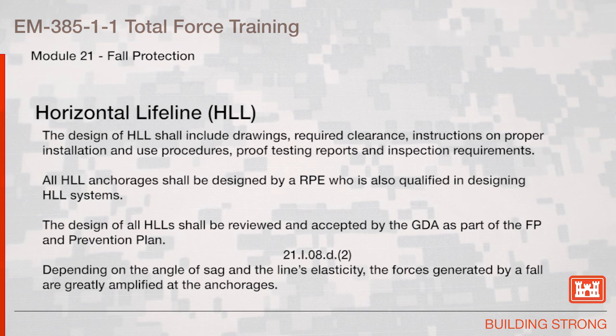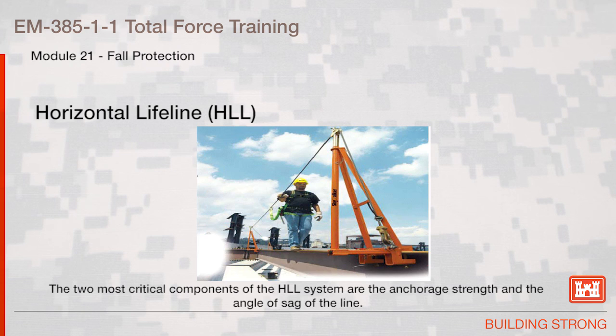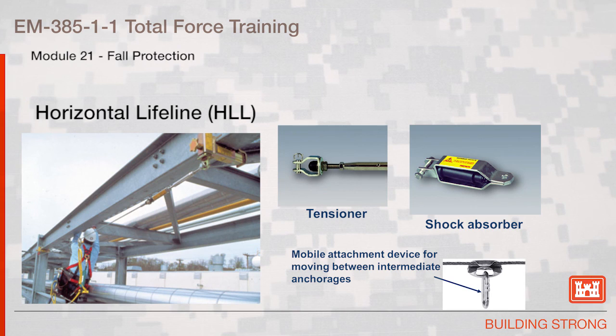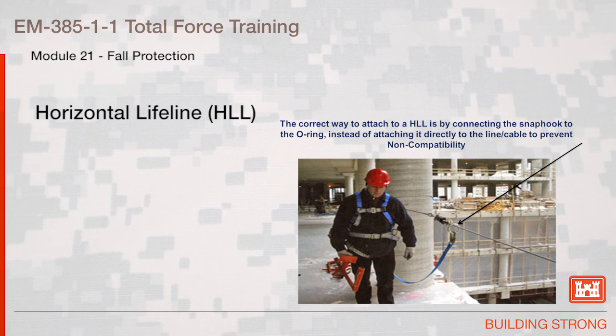Here is an example of a horizontal lifeline. The two most critical components of a horizontal lifeline system are the anchorage strength and the angle of sag of the line. Horizontal lifeline components can include a shock absorber, a tensioner, and a mobile attachment device for moving between intermediate anchorages. The correct way to attach to a horizontal lifeline is by connecting the snap hook to the O-ring instead of attaching it directly to the line or cable to prevent non-compatibility.